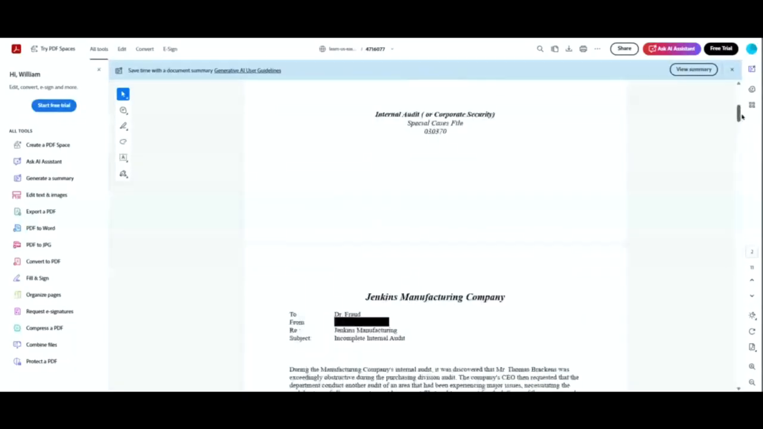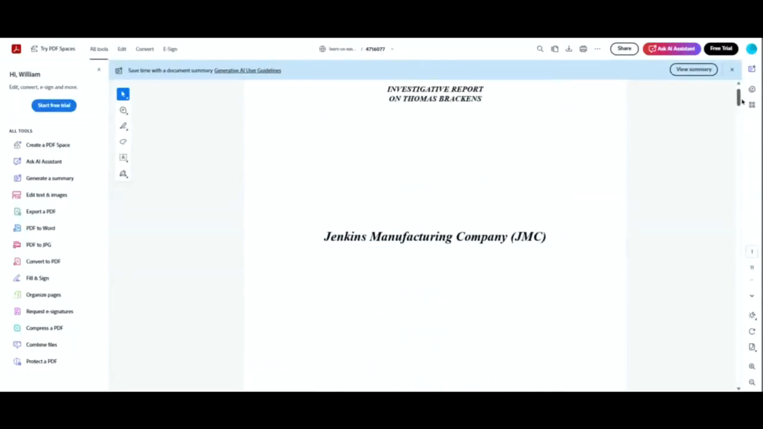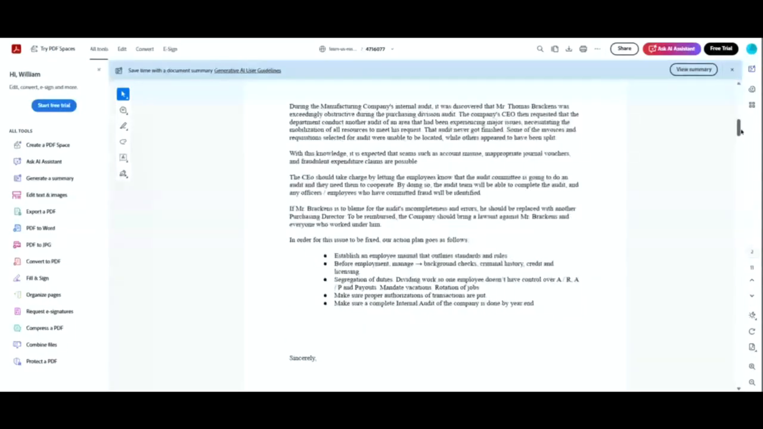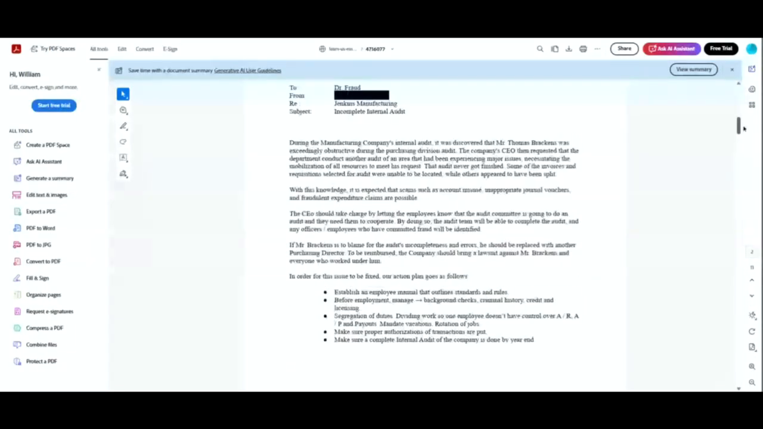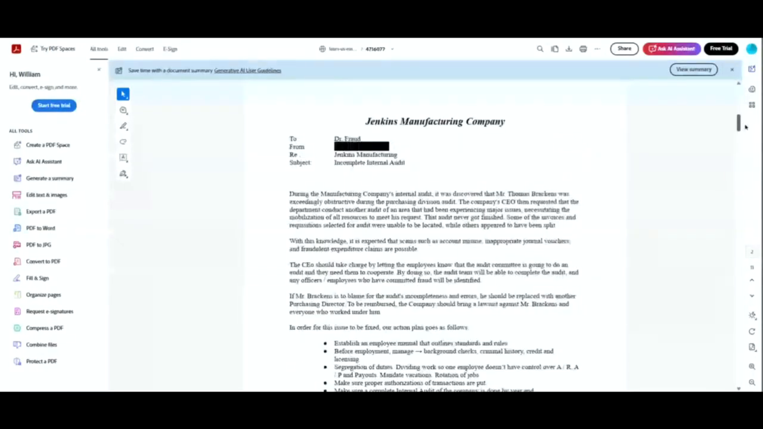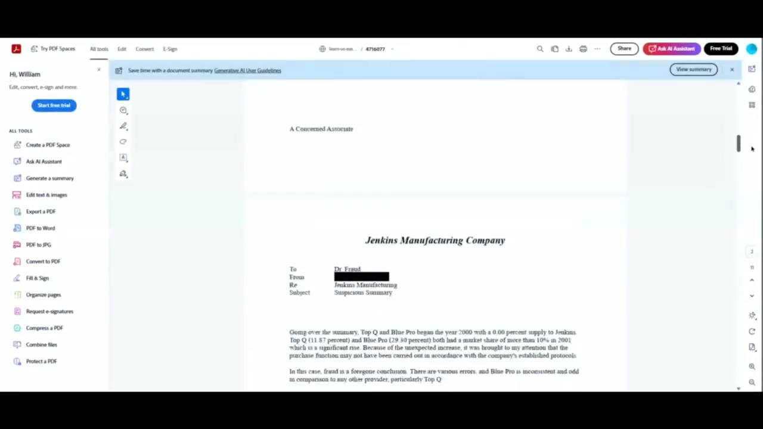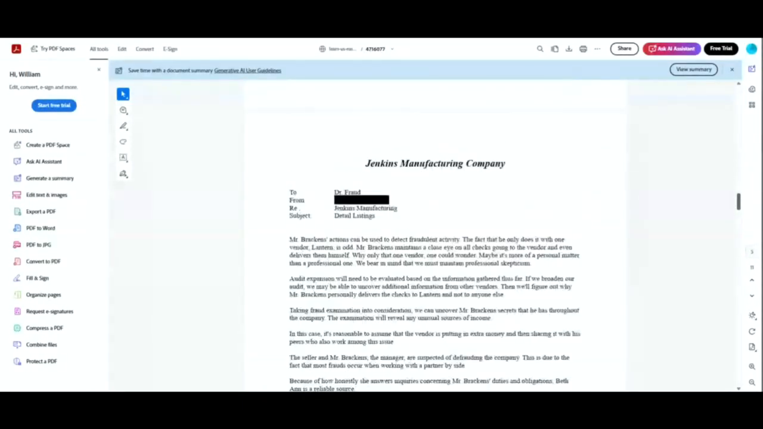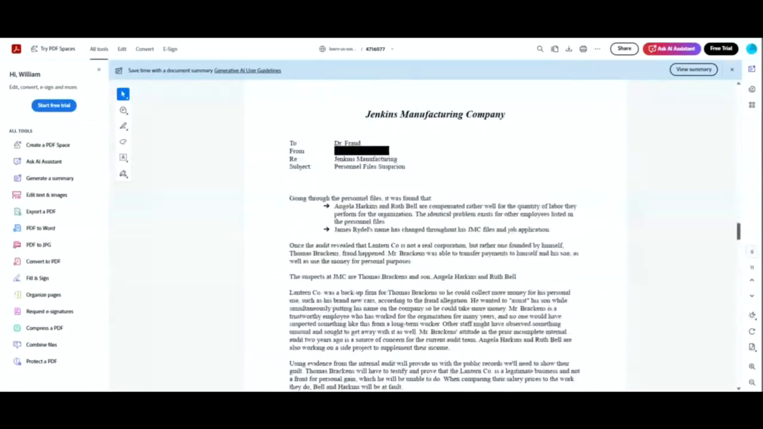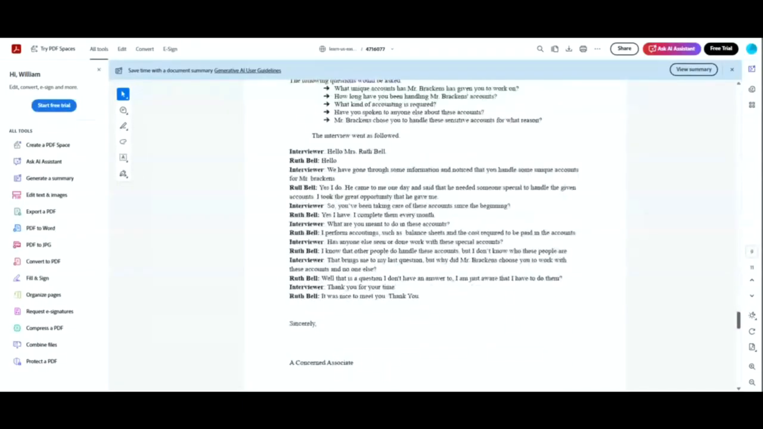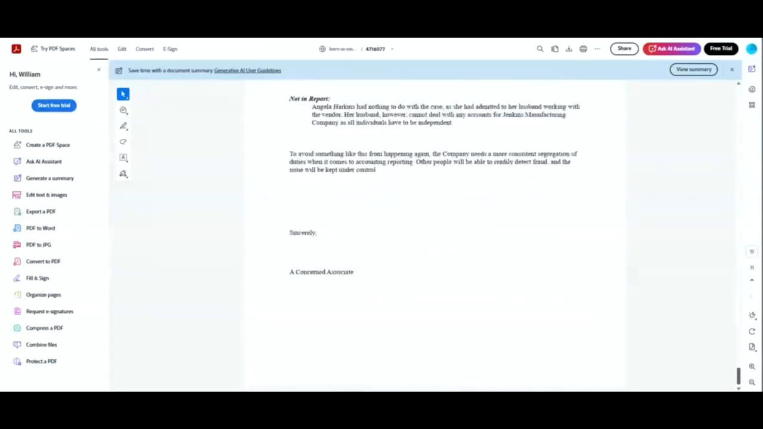As you'll see in this example, here's the cover of the report that the student turned in, and this is what the student wrote. What you'll see is there are 10 memos. Here's the first one, here's the second one, here's the third one, fourth, fifth, sixth, seventh, eighth, ninth, and 10th.